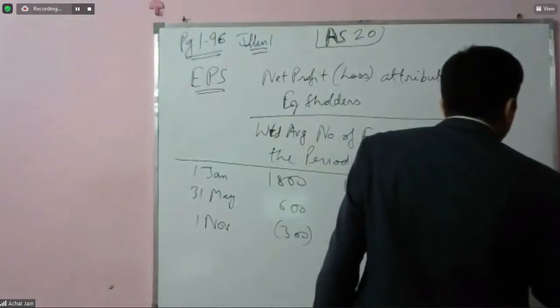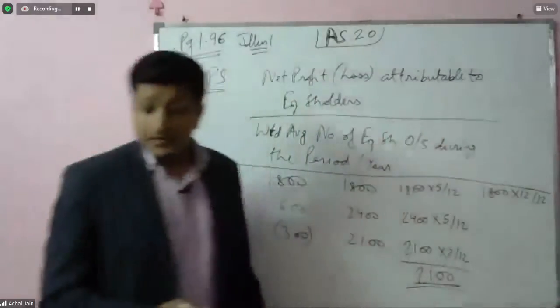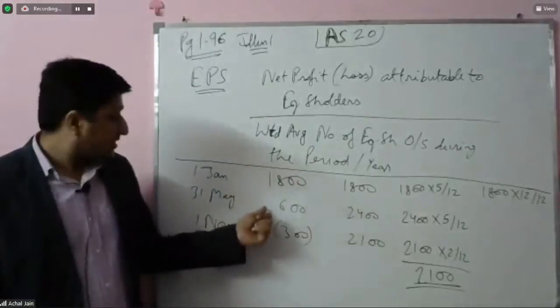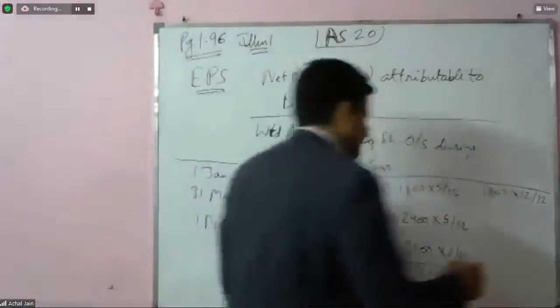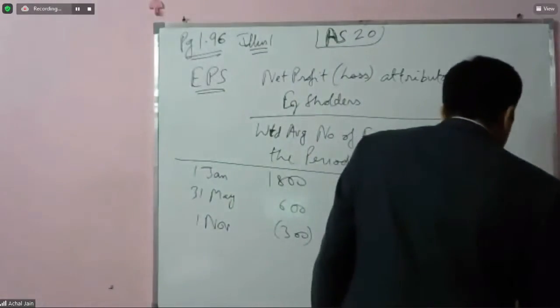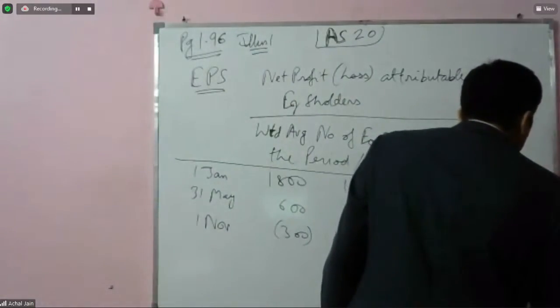1800 shares for the full year. Then 600 shares have come on 31st of May. That means they stayed with us for 7 months. 600 for 7 months.